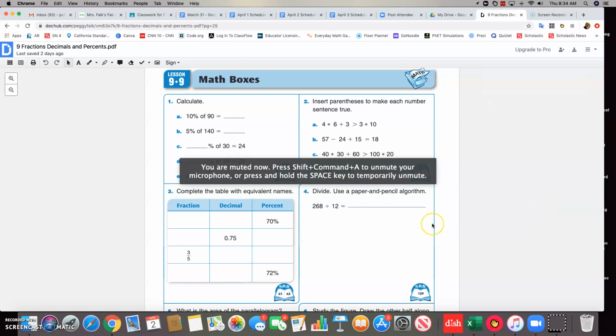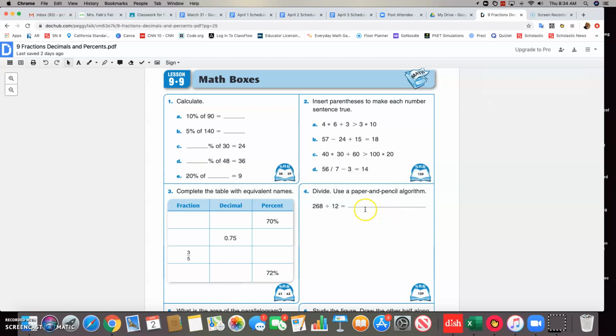So this is the math lesson from yesterday, Wednesday. I am going to just show you the answers. I know math box number 1 was maybe a little bit tricky for some people, maybe even 2. So I'll show you the answers, and if you have any questions, let me know.